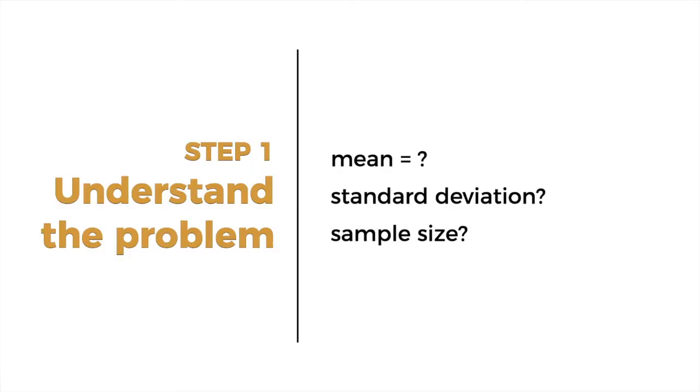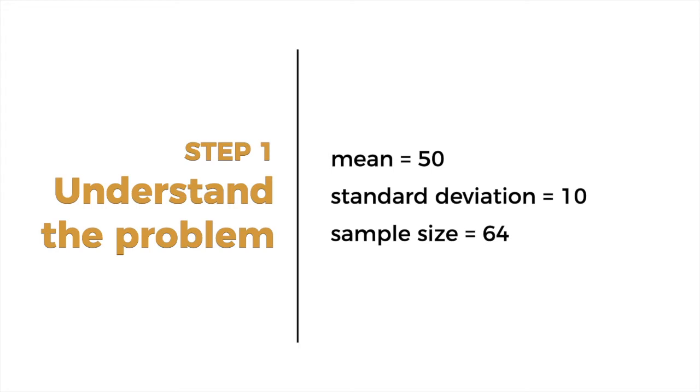The first step is to understand the problem. Now that you have the formula, you need to locate the different values required in order for you to compute for the z-score. What you need to look for is the mean, the standard deviation, and the sample size. For this example, let's say the mean is 50, the standard deviation is 10, and the sample size is 64.